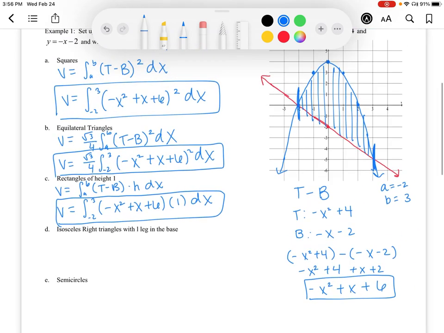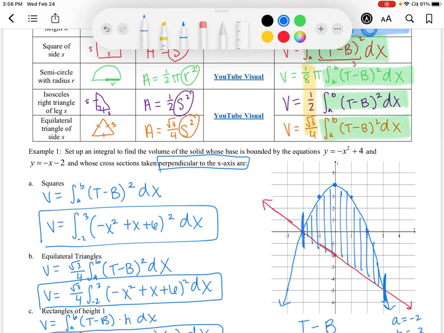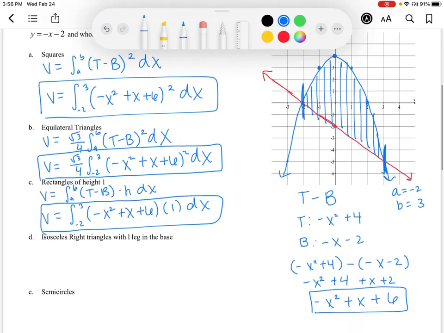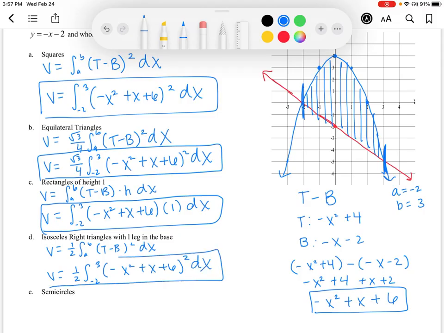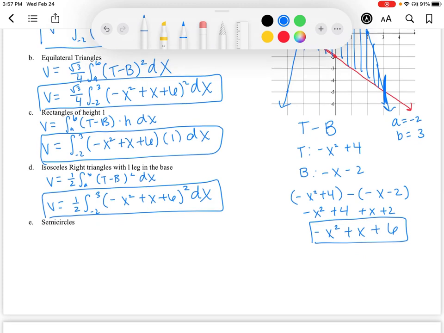Isosceles right triangles with one leg in the base. So our isosceles right triangle is that 1/2 in front. So the volume is equal to 1/2 the integral from a to b of (top minus bottom) squared dx. So our volume is going to equal 1/2 the integral from -2 to 3 of (negative x squared plus x plus 6) squared dx. There is my volume with the isosceles right triangles.